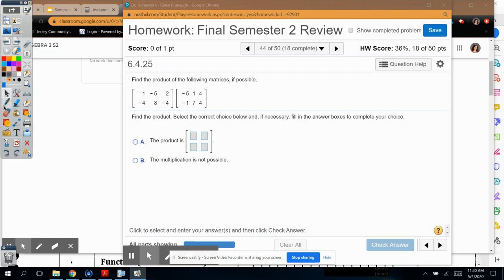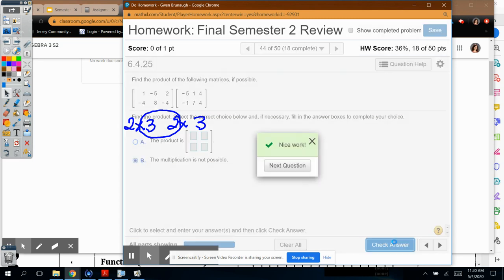Okay, we're going to multiply these two. A lot of you like to use your calculators, but take a look here. This is a 2 by 3, rows then columns, and this is a 2 by 3. In order to multiply, the middle numbers have to match. The middle numbers do not match here, so you cannot even multiply these two.